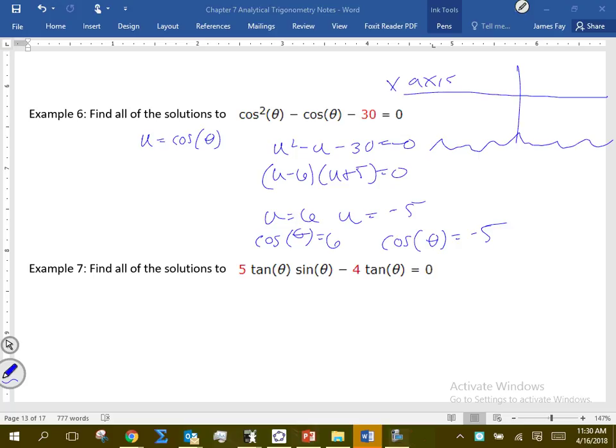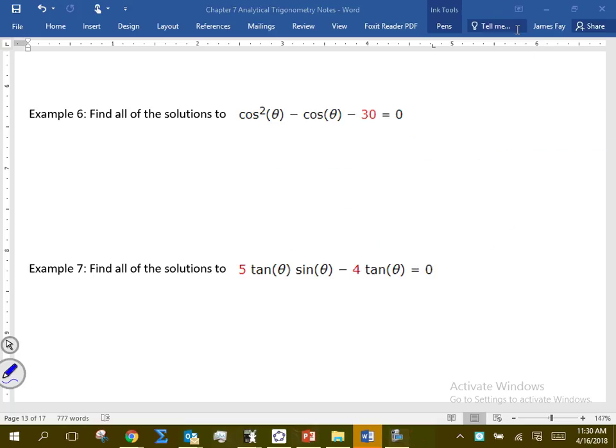There's no time we get out of here. 34, fantastic, plenty of time. What's the GCF in example 7?